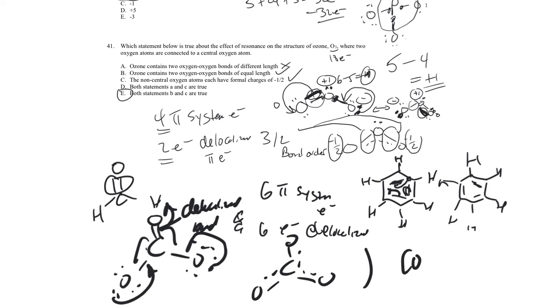So carbonate has 6 pi system electrons, but 2 electrons are delocalized. So these are two different numbers corresponding to two different things, two different meanings. Okay, to be honest, I don't know if it's going to be that big of a deal in the final for counting these pi system electrons, but it just was an issue on midterm 3 that I'm sure a few of you guys may have still had some lingering questions about.